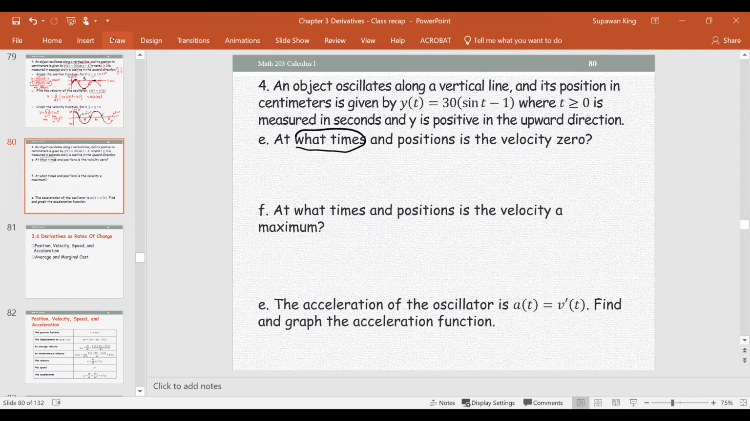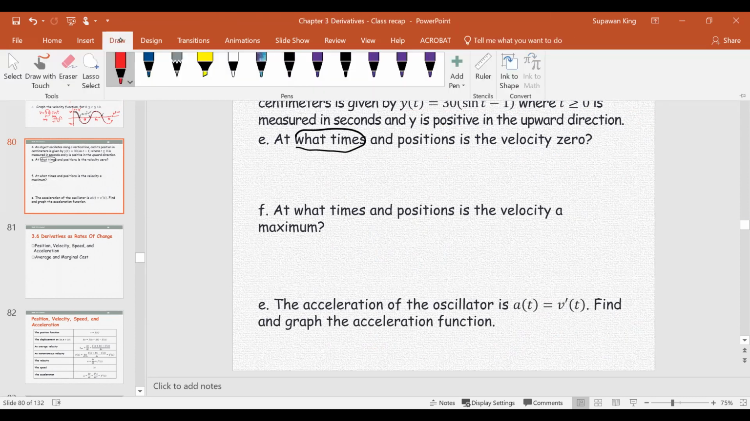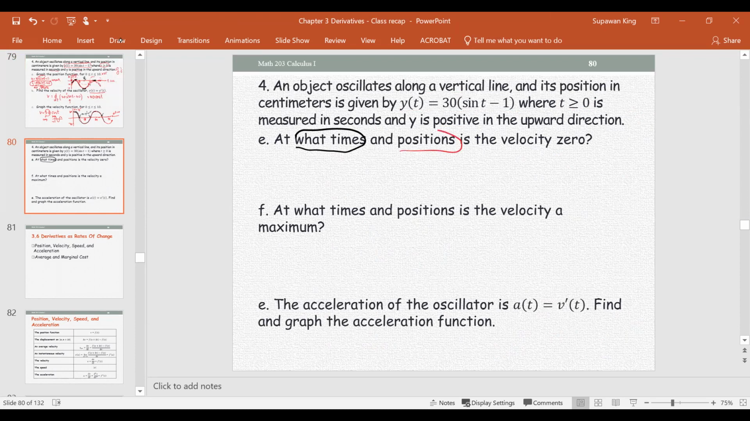At what time, and what is the position on the y where the velocity is 0? Okay, from part B, we found the velocity, which is y prime, which is 30 times cosine of t.